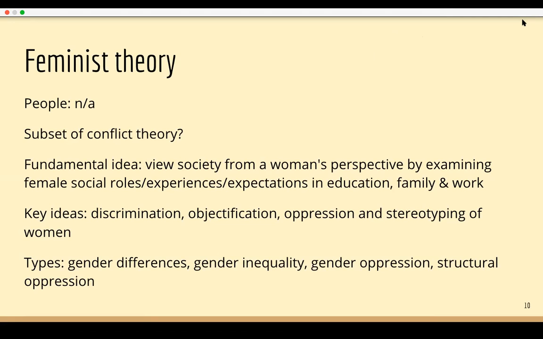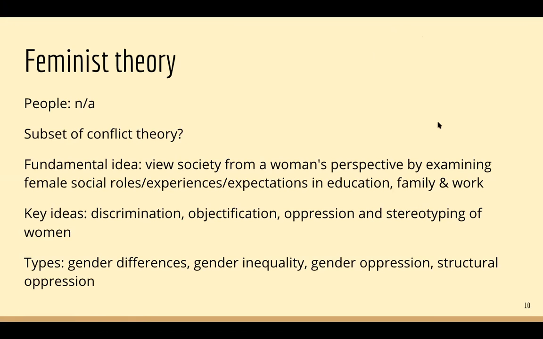So there's no particular idea that you can really sum up this theory. It basically is just looking at society from a woman's perspective and examining female roles and expectations in different parts of society.